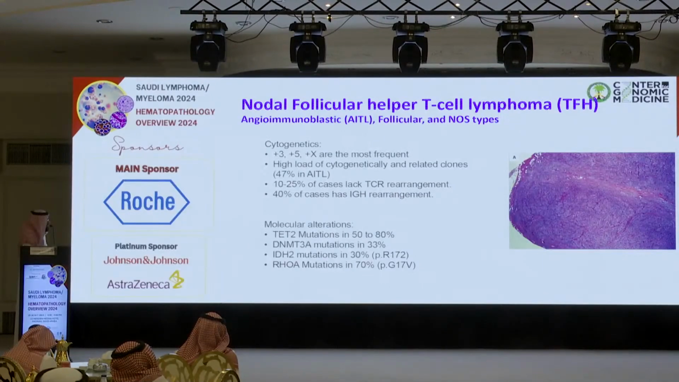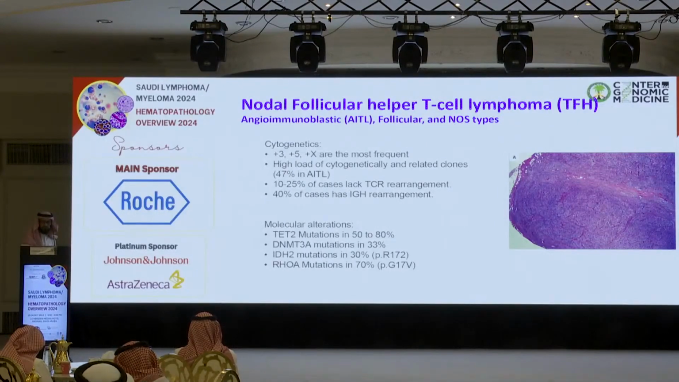Now, the mutations common here are TET2 and DNMT3A. All of these are CHIP mutations. IDH2 is very enriched in this group, and RHOA is also very enriched. Most of these cases, almost 90% of this diagnosis, will have a mutation in at least one of these. So if you are in doubt, you can do NGS, and you will detect one of these mutations in these cases. It can help if the diagnosis is challenging.